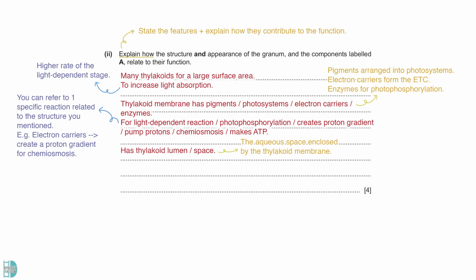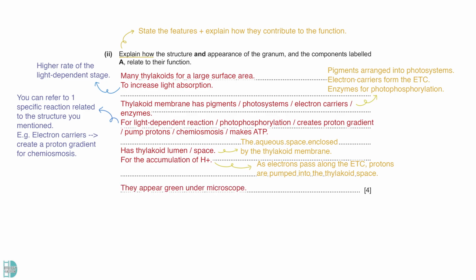The aqueous space enclosed by the thylakoid membrane is the thylakoid lumen or thylakoid space. When electrons are passed along the ETC, protons are pumped into the thylakoid space. So, this is the part that allows the accumulation of protons. The thylakoid membrane and granum appear green under the microscope. This is due to the presence of chlorophyll. Chlorophyll is a green pigment. It reflects green wavelengths and absorbs red and blue light for photophosphorylation.